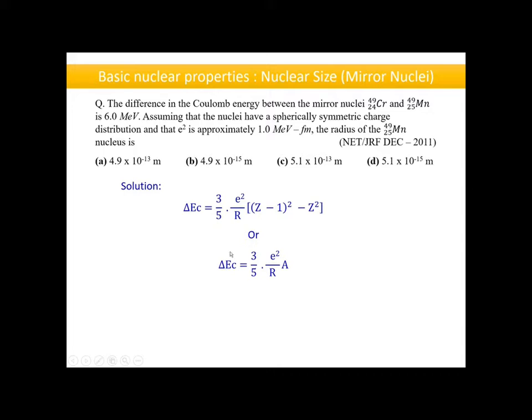So on substituting the difference in the Coulomb energy and the mass number, one can calculate the radius. So mass number is given to be 49 and the difference is 6, and approximating the value of e squared, that is 1 MeV Fermi, we can calculate the radius and it comes out to be 4.9 into 10 raised to minus 15 meter, which is option B.